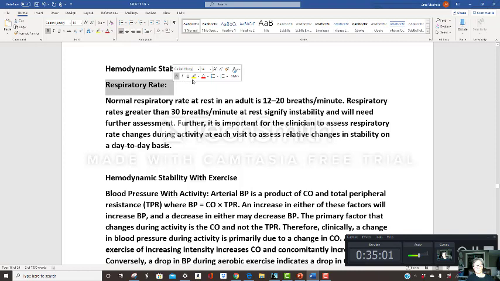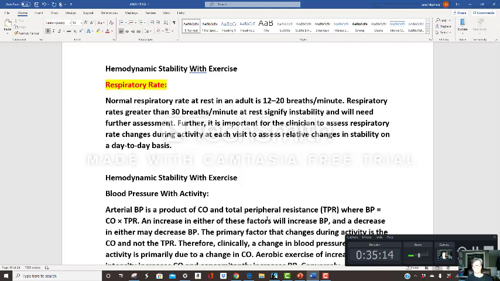Normal respiratory rate at rest in an adult is 12-20 breaths per minute. Respiratory rates greater than 30 breaths per minute at rest signify instability and will need further assessment. Further, it is important for the clinician to assess respiratory rate changes during activity at each visit to assess relative changes in stability on a day-to-day basis. Hemodynamic stability with exercise. Blood pressure with activity.